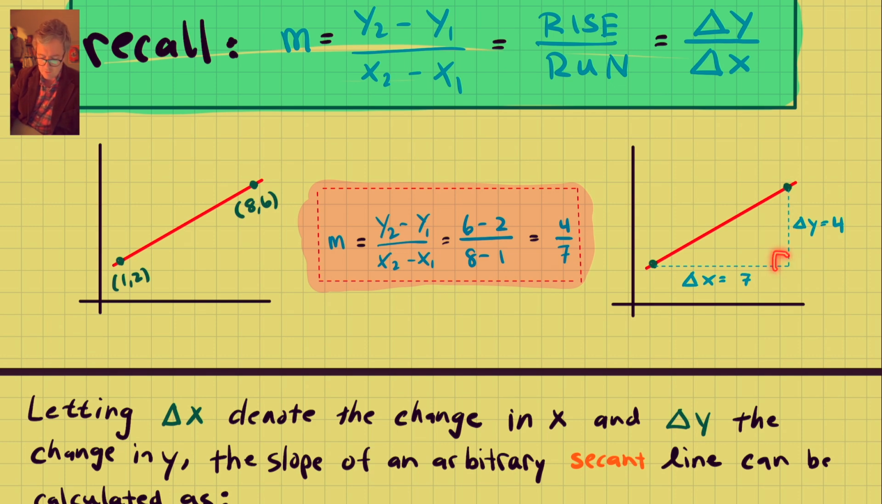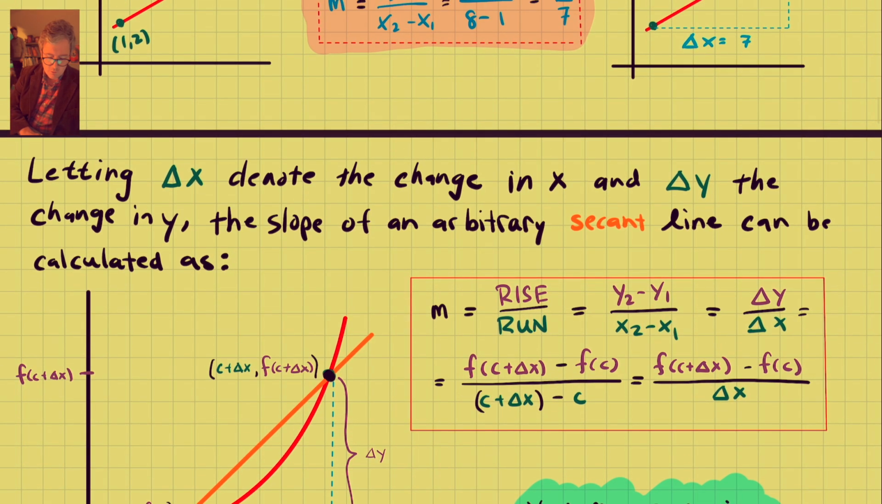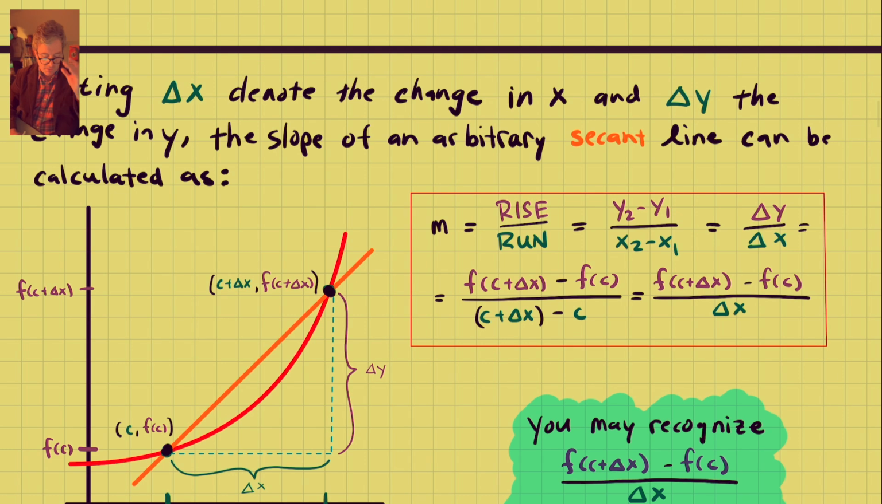So we've got a right triangle here, right? And so letting delta x denote the change in x and delta y the change in y, the slope of an arbitrary secant line can be calculated using this formula. Let's remind ourselves what a secant line is. A secant line is just a straight line that intersects a curve, right? And if it intersects a curve and it's not a tangent line, then it must intersect the curve at more than one point. And so we've drawn one in here.